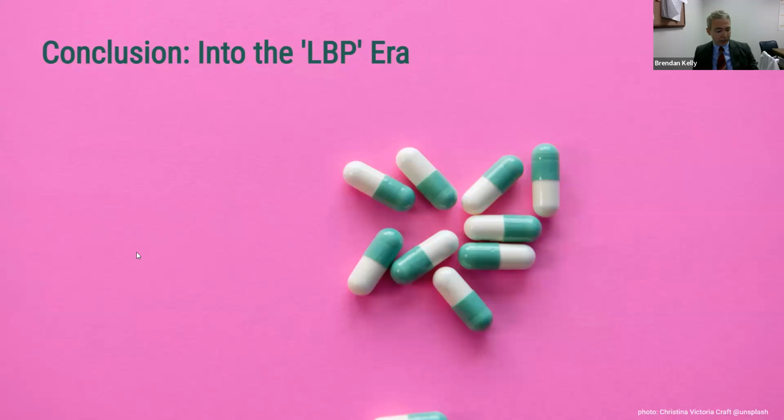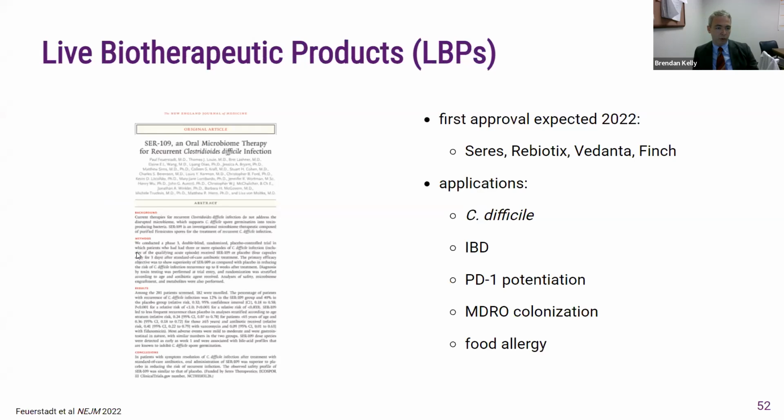So my conclusions in the remaining minute are about how we're entering the LBP era. I think I mentioned this before, but this is the term that seems to be catching on for all of these emerging products, live biotherapeutic products, LBPs. And again, it's big news that in the New England Journal last month, Seres Health had positive phase 3 clinical trial findings for one of its LBPs that targets recurrent C. diff infection. And we've got first approval of the Seres product and possibly the Rebiotix product expected this summer. There are a bunch of other companies working on C. diff targeted LBPs, but there are a bunch of other applications that are in development too.